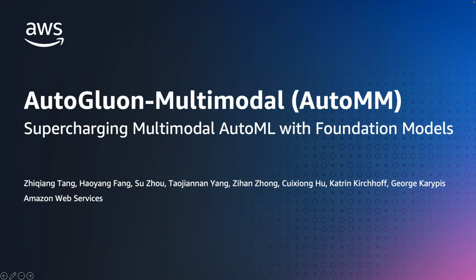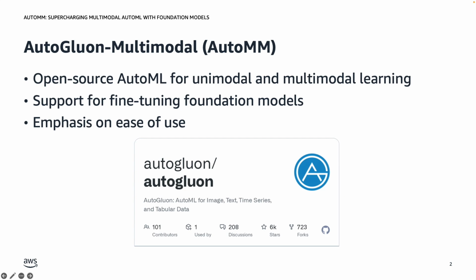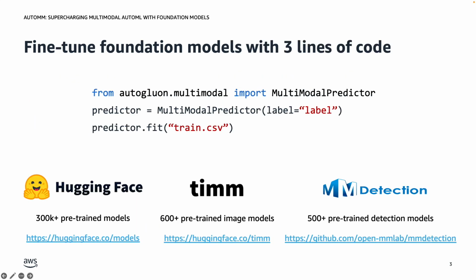I'm excited to present our work, AutoGluon-Multimodal, aka AutoMM. AutoMM is an open-source AutoML toolbox for both unimodal and multimodal learning. It's one of the three core modules in AutoGluon. The other two are tabular and time series. It supports fine-tuning foundation models with easy-to-use APIs.